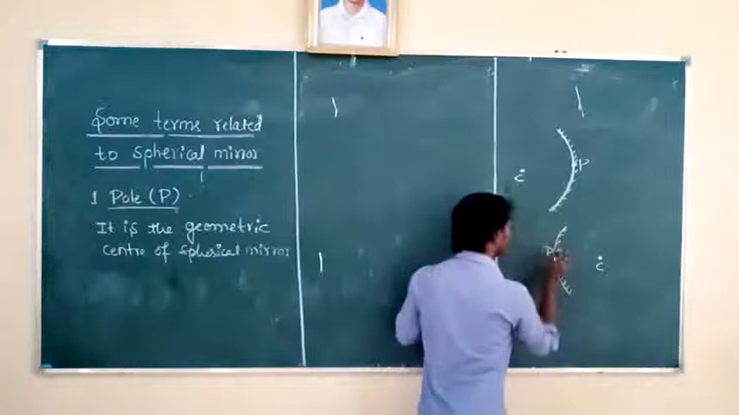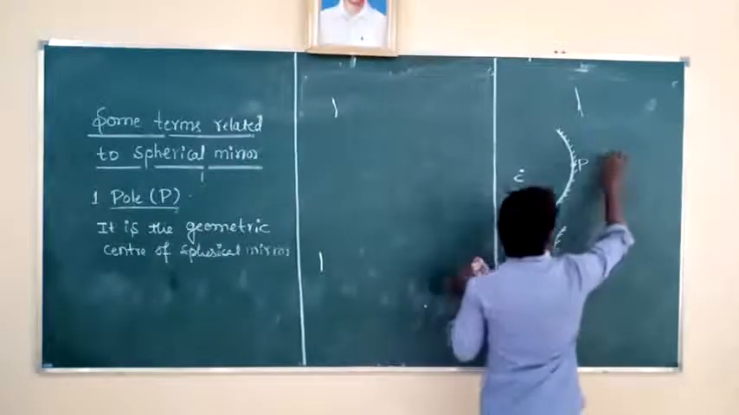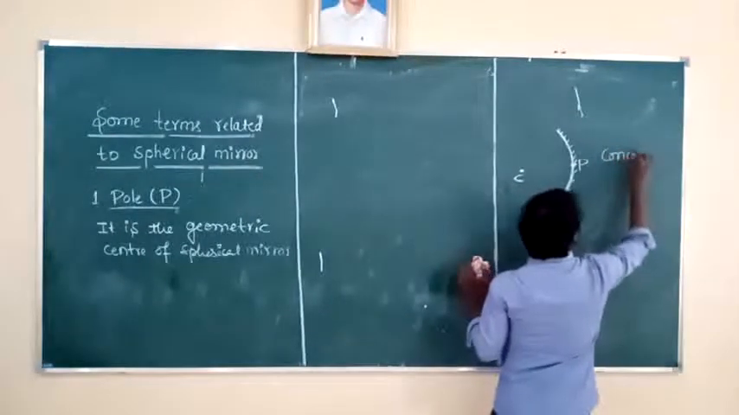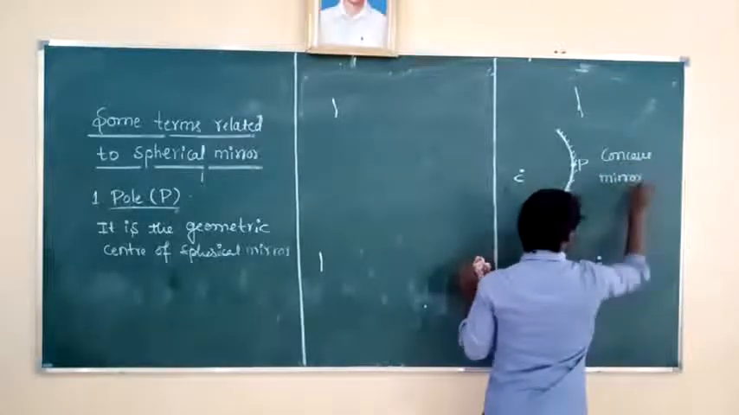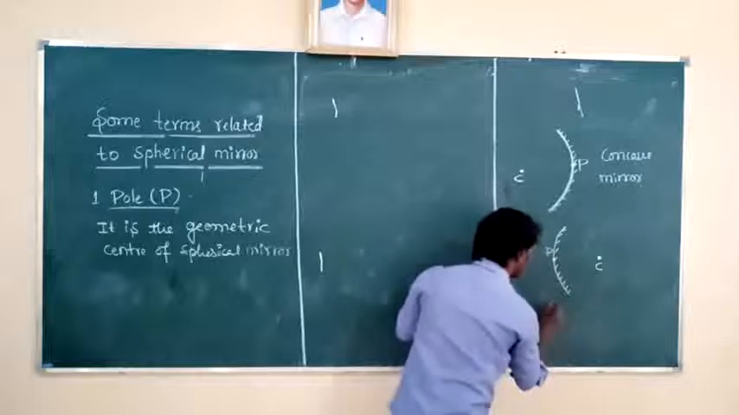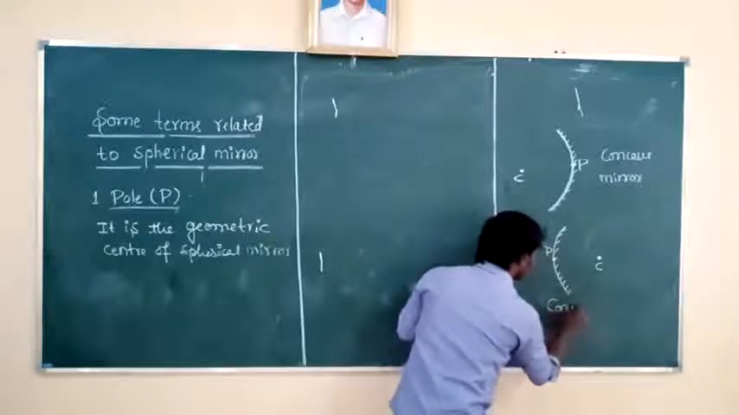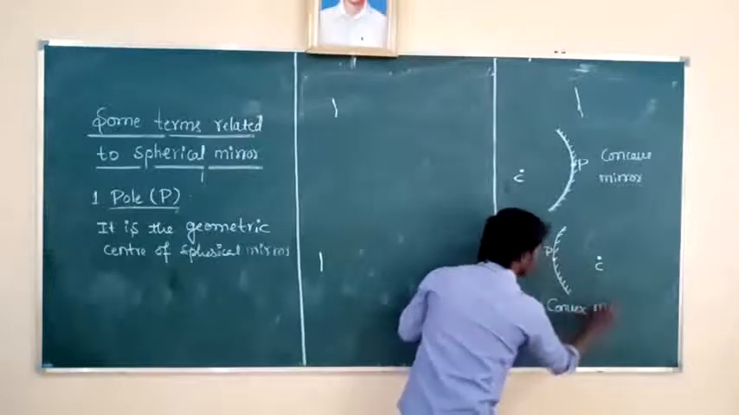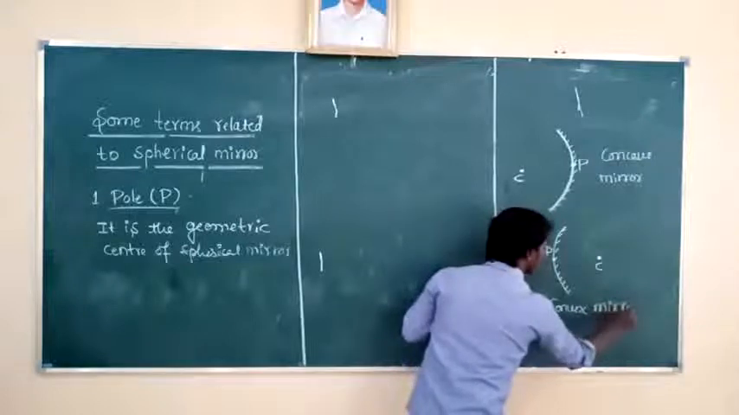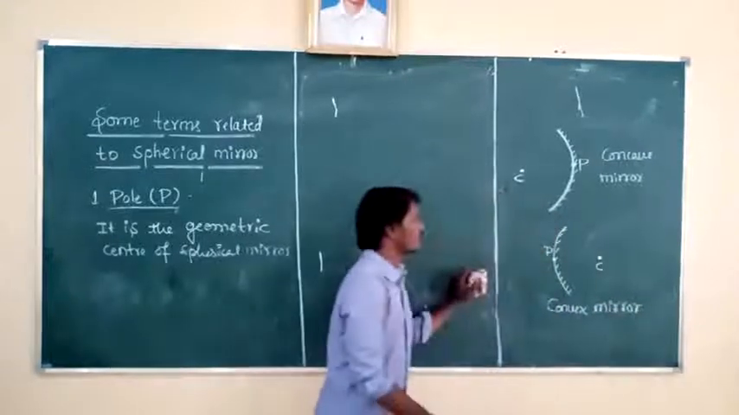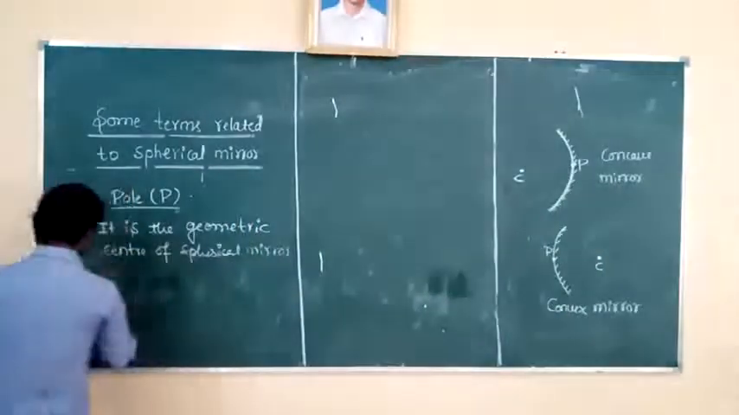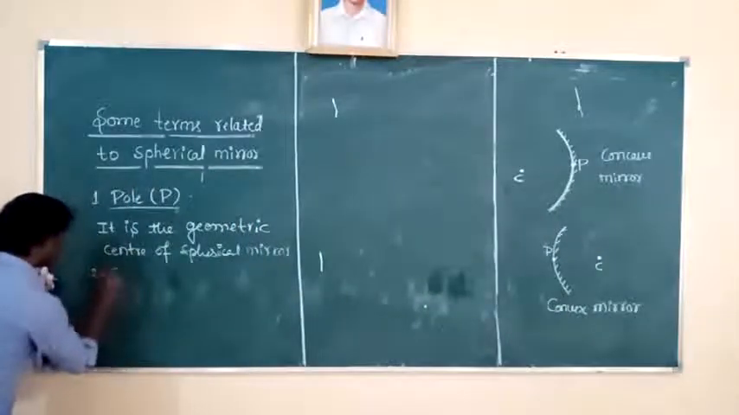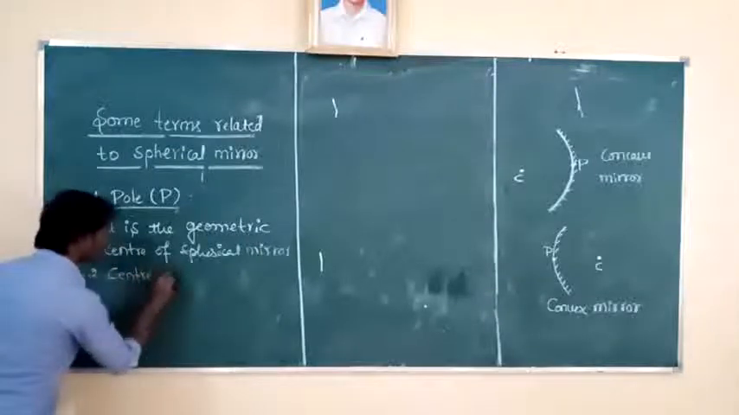So this is which type of mirror? It is a concave mirror. And this is a convex mirror. We already discussed what a concave mirror and a convex mirror are. So that is the pole. The next point is the center of curvature of the spherical mirror.